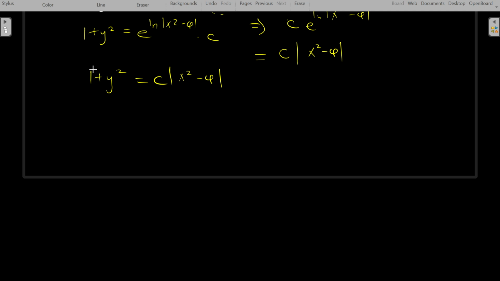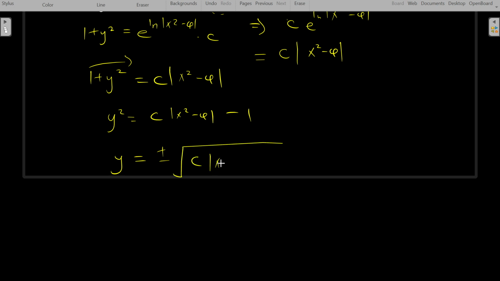Now we should get the explicit form, where we find only one value of y. For me to get y squared, I should take the 1 to the other side, so it's c multiplied by x squared minus 4, and then I'll subtract 1. Now for me to get my y, I should take the square root of both sides, so I'll say positive or minus the square root of c times x squared minus 4, minus 1. So this is our general solution.